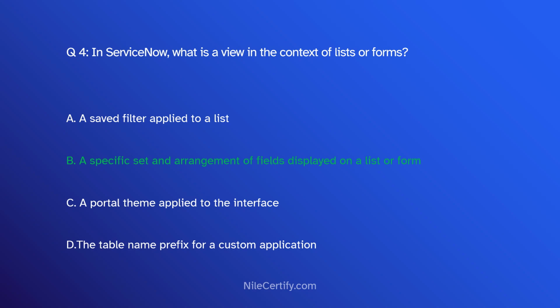And for the CSA exam, remember this simple line. A view controls which fields or columns are shown and how they are arranged. Right? It changes the layout, not the data. Filters decide which records you see. Views decide how those records look on screen. So the correct answer is B, specific set and arrangement of fields displayed in a list or form.